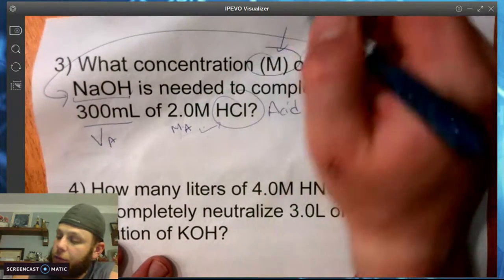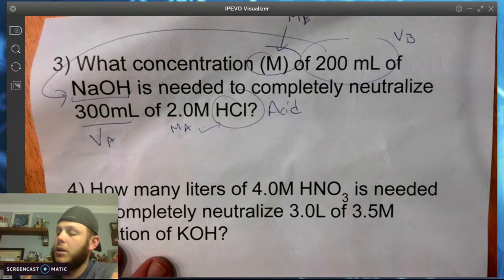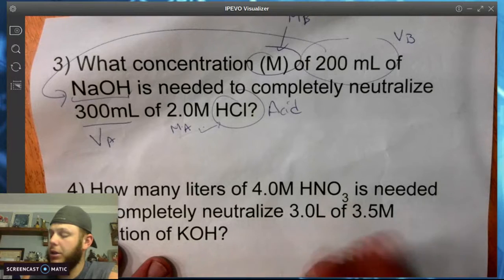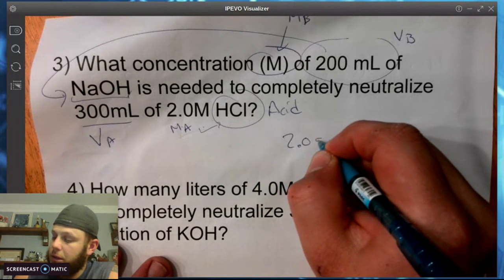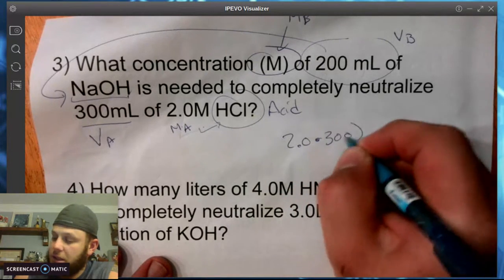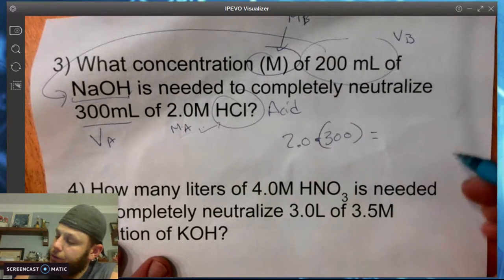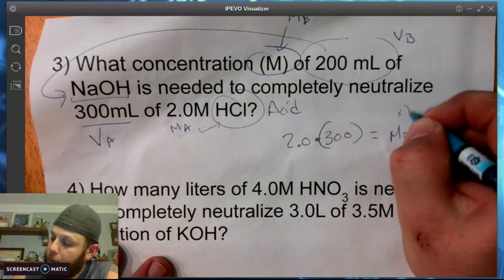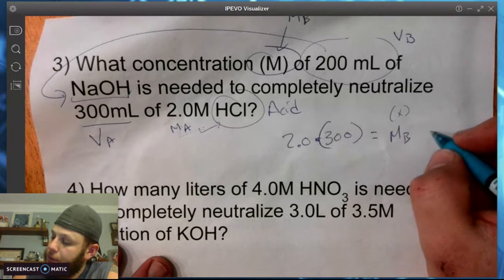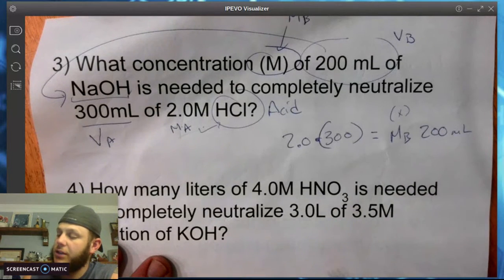And what am I looking for? MB. Now you have everything, so you plug it into the formula. MAVA: 2.0 times 300. This does not have to be written in liters. It is equal to MB, or for those of you that want to put X, you can put X, times 200 milliliters. Solve for X. So what is the concentration of the base?